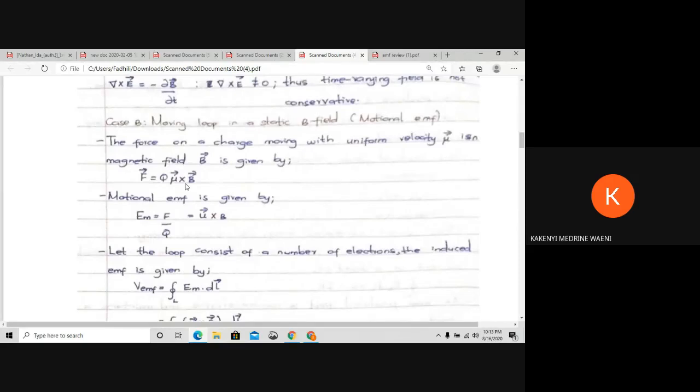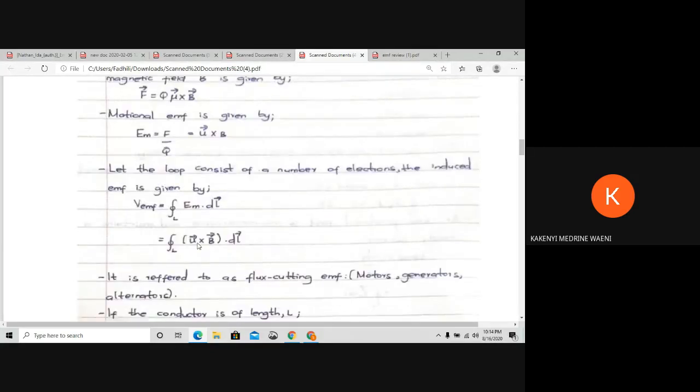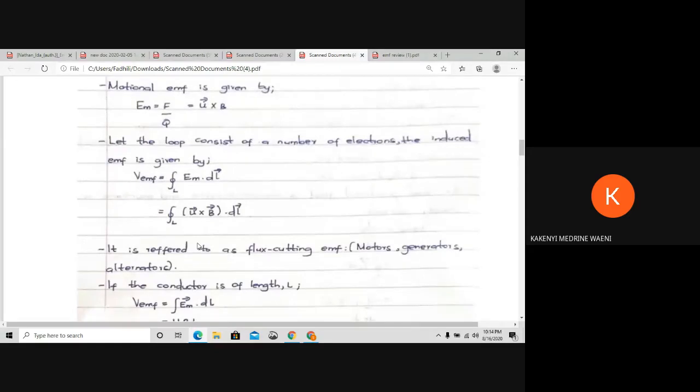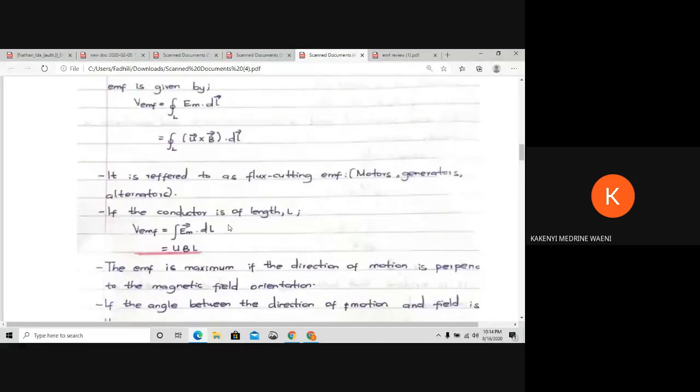So the motional EMF is given by, usually, F is equal to QE. So E, to the formula, becomes F over Q. And then since F is QU cross B, the Q's will cancel, and we remain with U cross B. So the induced EMF becomes, you replace this E over here, U cross B times small change in L. So if the conductor is of length L, this becomes UBL.